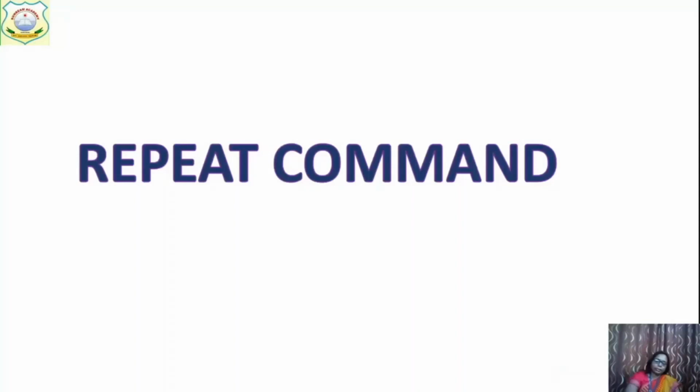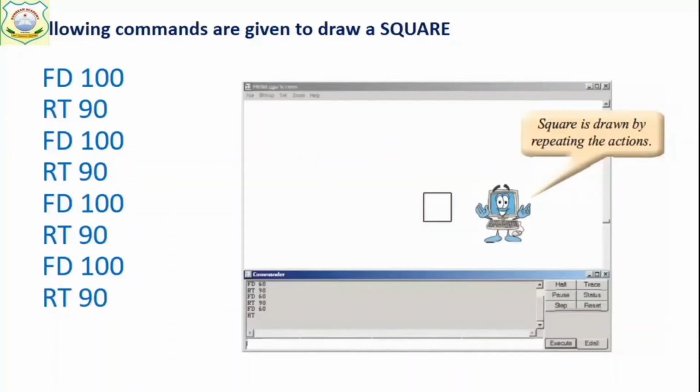The following commands are given to draw a square. Okay, in last class we have seen how to draw a square. Which commands are we going to use? We have FD 100. First we will move the turtle in a forward direction like this, and then it will turn at a 90-degree angle like this, and then again forward, then again 90 degrees, then again forward, then again 90 degrees. In this way we can make a square.